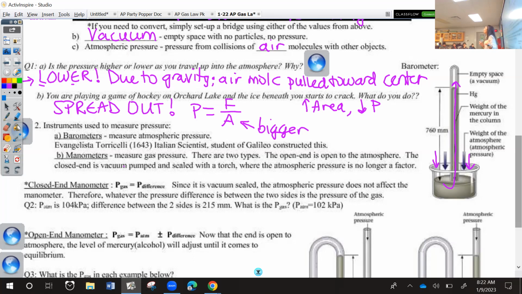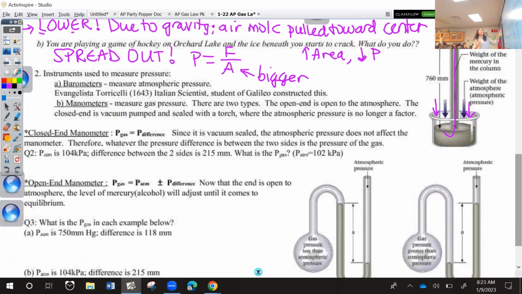It means that we've tried to get rid of everything else, just trying to create a vacuum where we get rid of any of the air. The closed end is easier. When you look at a closed end manometer, we just say that the pressure of the gas is equal to the pressure difference. Since it's vacuum sealed, atmospheric pressure doesn't affect the manometer. This is really important. People will make a mistake and include the atmospheric pressure in their calculation. Don't use it. If it's a closed end manometer, the pressure of your gas is whatever the difference is between the two sides.